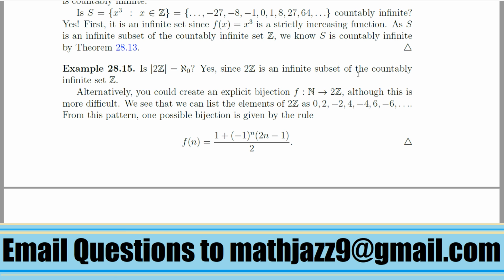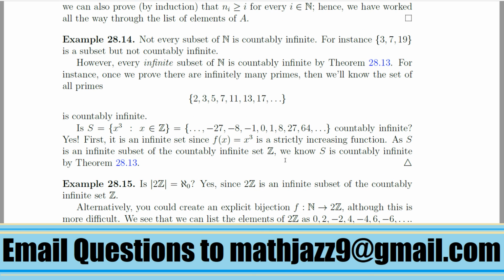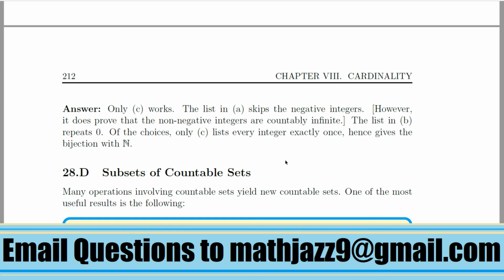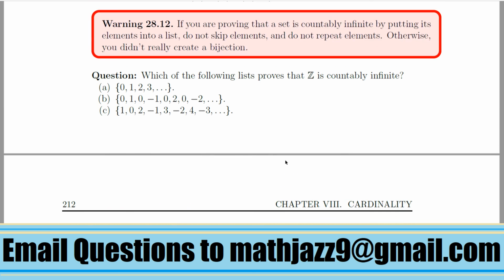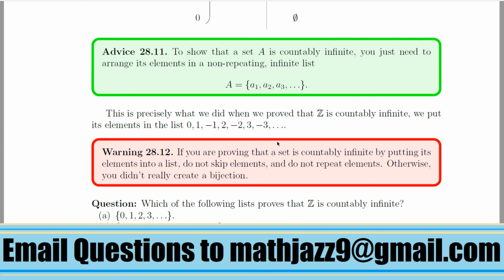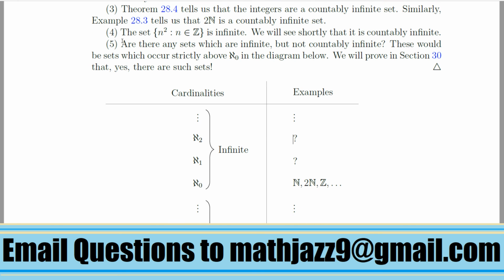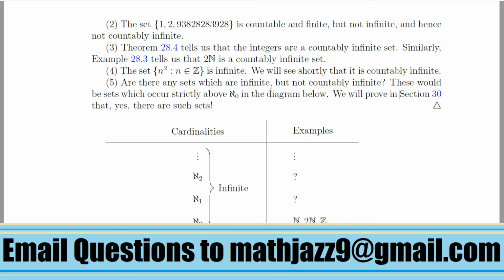Well, let's see. For that, we'd want to go back and look up the definition of L if not. I told you what it was, but we want to be thorough. I'm modeling this live stream based off of how I would study this if I were in this class. So we'd go back, hey, look, here's a cardinality. It gives no examples of different cardinalities. Let's see. Are there any sets which are infinite but not countably infinite? These would be sets which occur strictly above this in the diagram. We will prove in section 30 that yes, there are such sets.